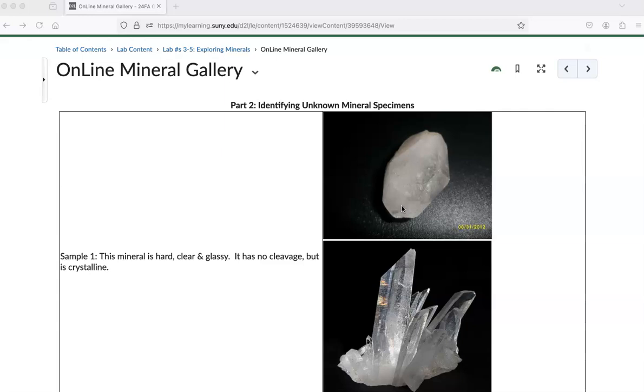So you guys are going to see pictures just like this, and here on campus, these guys aren't going to be allowed to use their identification tables. There's no tools. You're not going to have your steel nail with you or anything like that. So we expect the same thing of you guys at home.